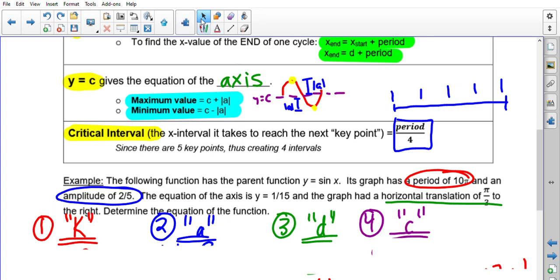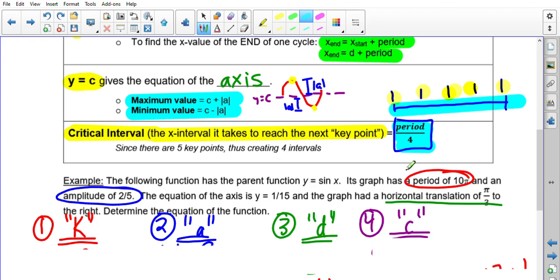And lastly, the critical interval, very important. It's the x interval that it takes to reach the next key point. Here's the drawing. If you have 5 key points, 1, 2, 3, 4, 5, how many intervals does that create? That creates 1, 2, 3, 4 spaces contained between them. We're not going on the outside, just the spaces in between. So that's why the critical interval is the period divided by 4, because you want to cut it up into 4 chunks.